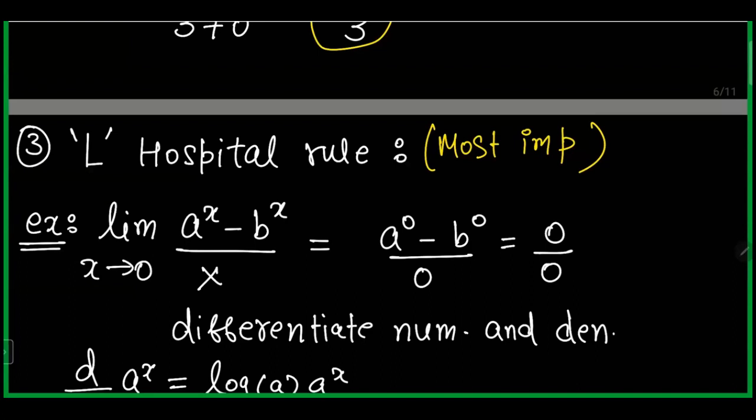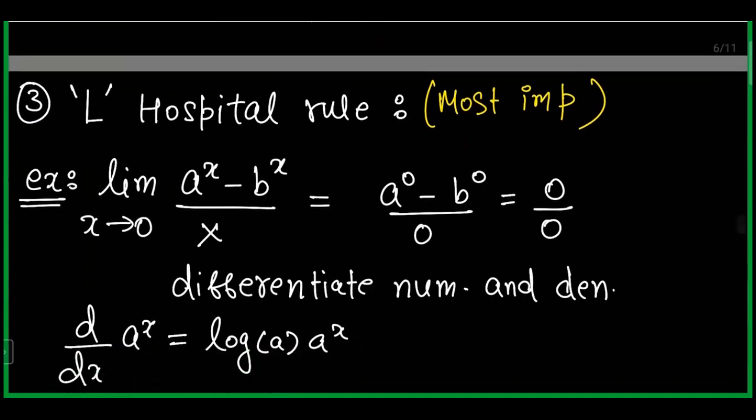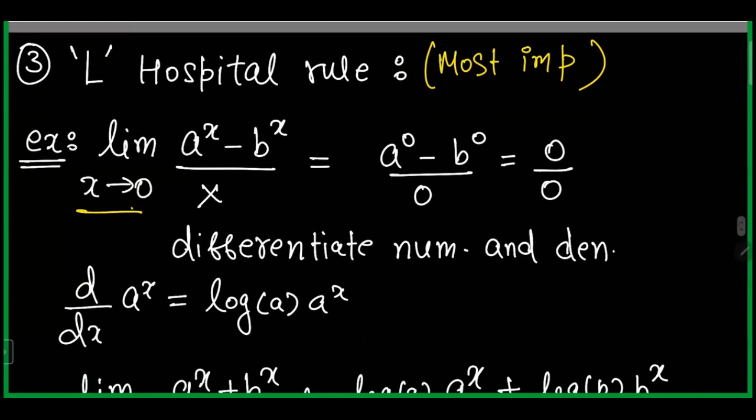So L'Hospital's rule tells you that, let's say, I will explain this rule using an example. So you have a question: limit x approaches 0, (a raised to power x minus b raised to power x) divided by x. What is our first rule? Our first rule is put the value and see if we are getting something crazy or not.